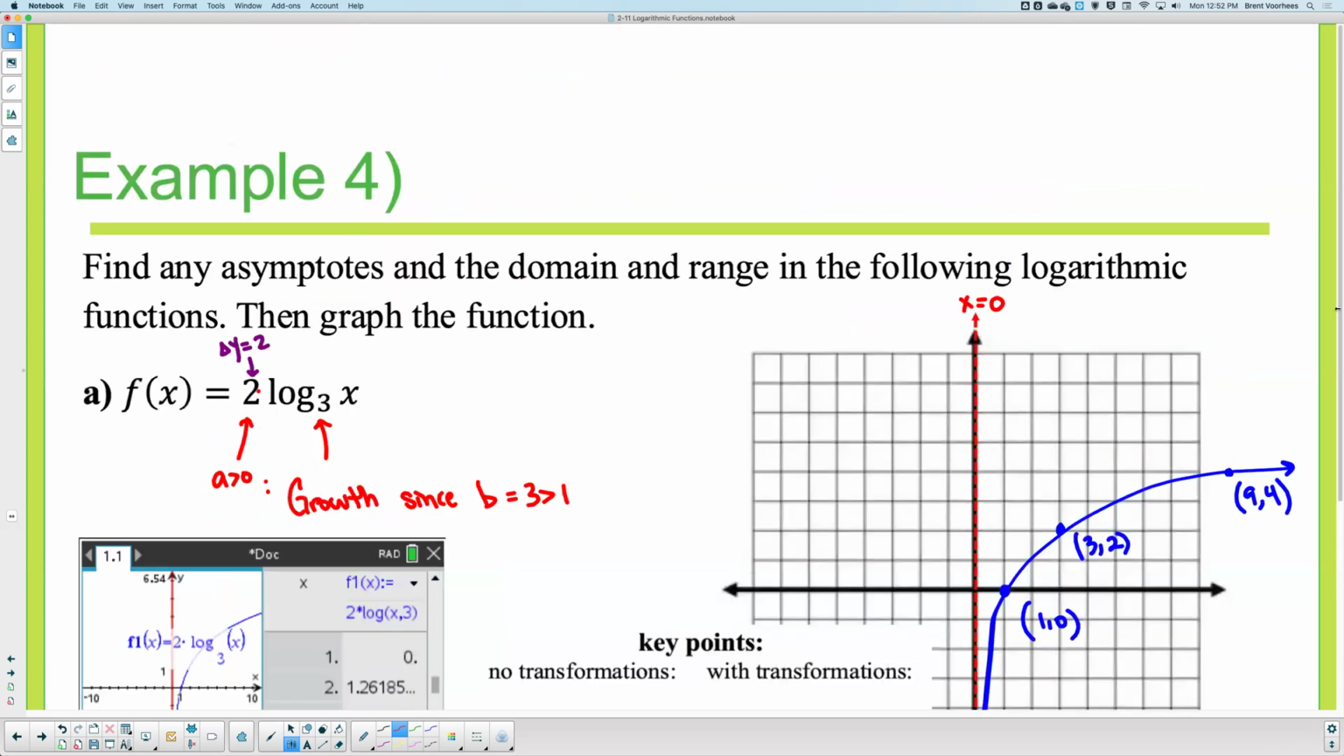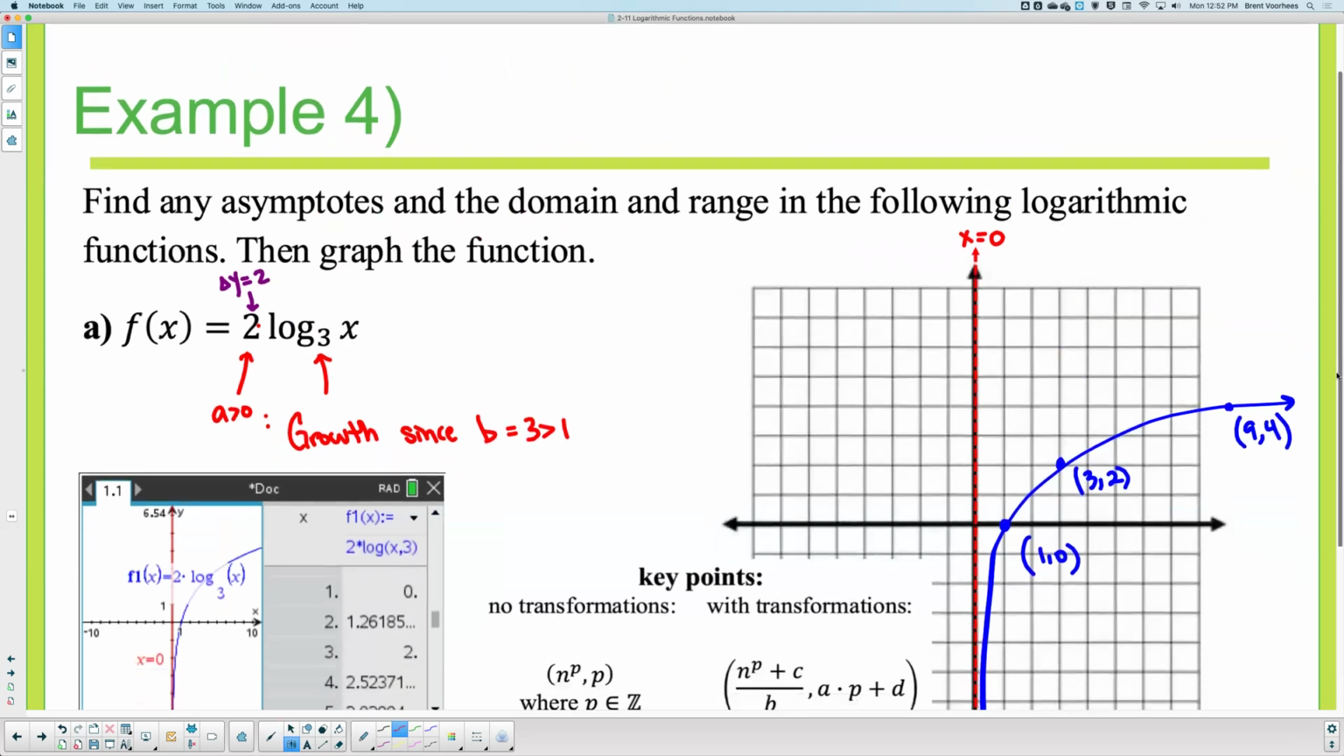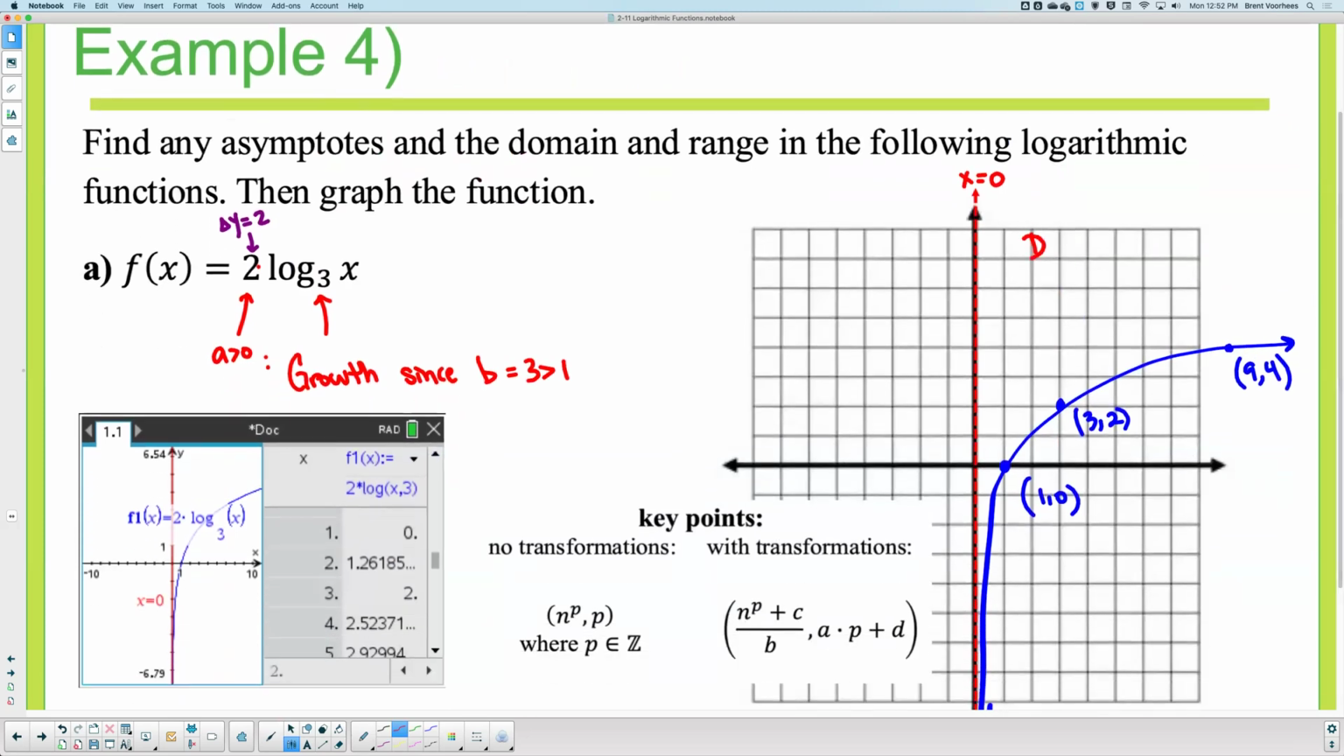Okay, and I didn't do this one either. How about this one's domain and range? How far left? 0. This is stuff you need to know without the calculator. From 0 to infinity, and what's the range always going to be? Positive infinity. There you go.